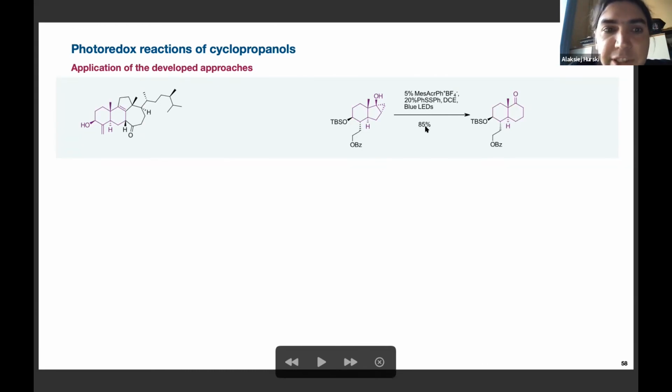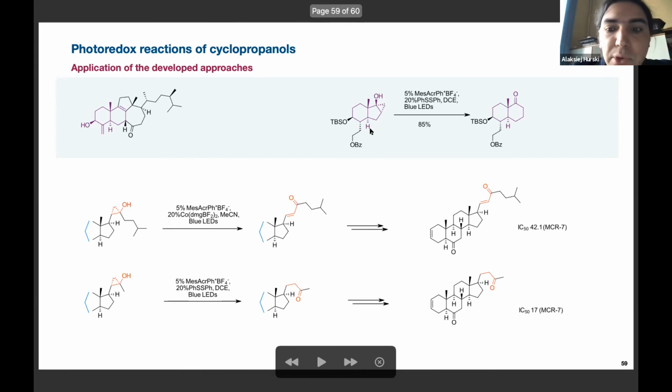It proceeded really smoothly. Another task was the synthesis of steroids with diverse side chains, and using methods developed by our research group, we managed to obtain new steroidal compounds which were toxic toward cancer cells, CR7.